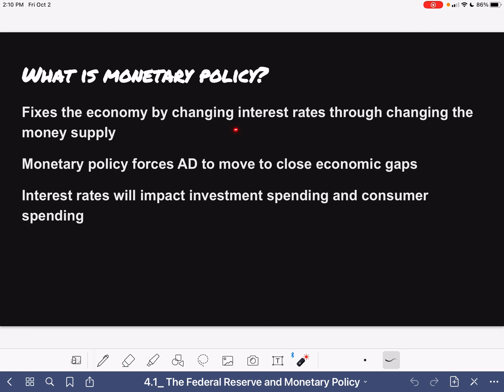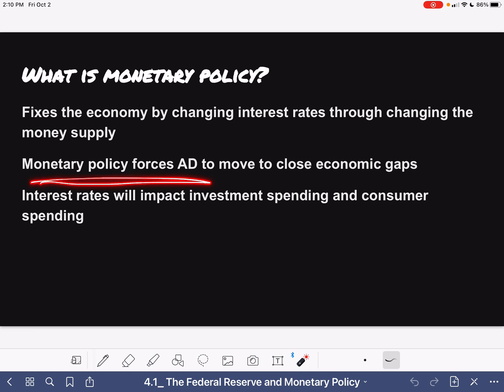So again, it's all about changing the interest rates, and they're going to change interest rates through changing the money supply. So we will get to look at two new graphs this unit. The first graph is the money market, which is directly tied to monetary policy. And then the second graph that we'll look at is loanable funds.